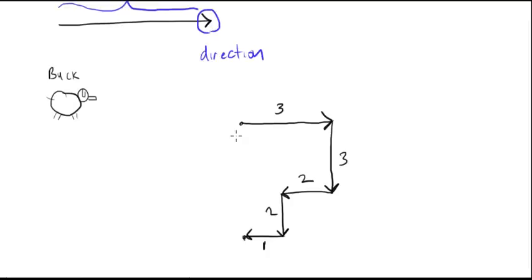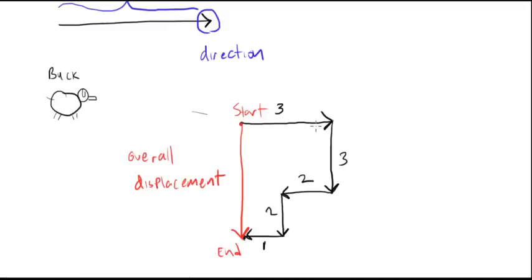Well, the first thing you might notice is, what's his overall displacement, right? It shouldn't be too hard to figure out that his overall displacement is just from the start point to the end point, this arrow. So this arrow here represents the overall displacement from the start to the end.